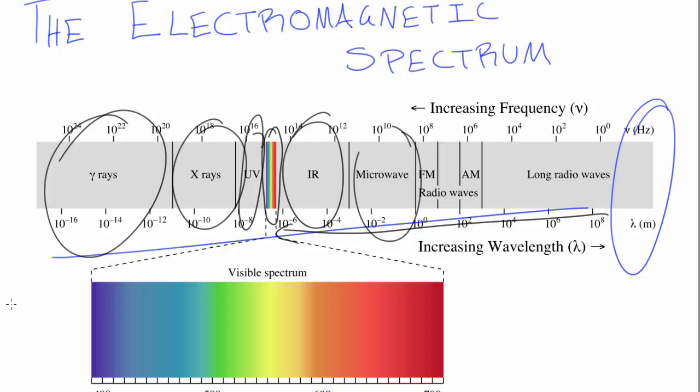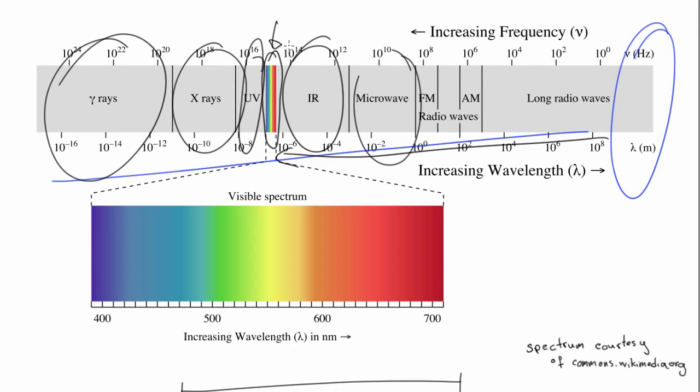Now the EM waves that we are most used to dealing with are in the visible spectrum, this tiny bit here. Now stretched out we get this. Now the reason we're most used to this one is because this is the part of the spectrum that we can see with our eyes.